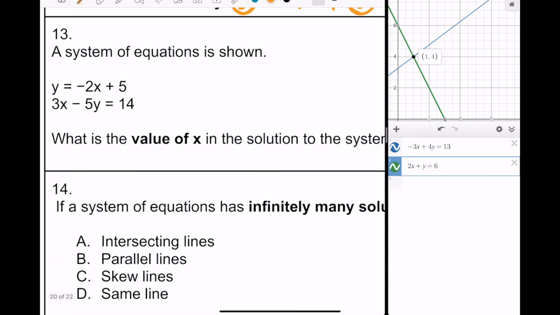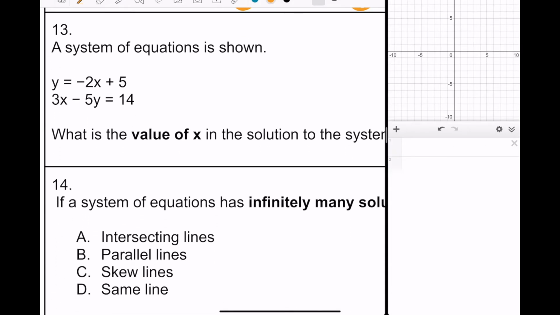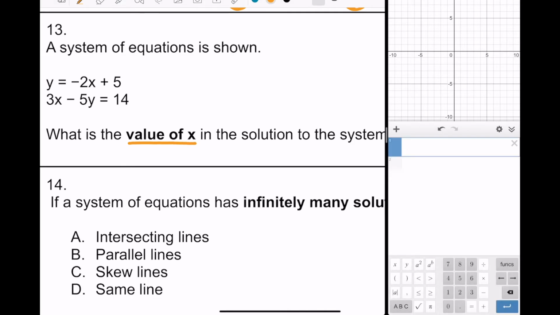Number 13. A system of equations is shown. What is the value of X in the solution to the system? So we're just looking for x. Okay, so when we find x comma y, we're just looking for the x value.